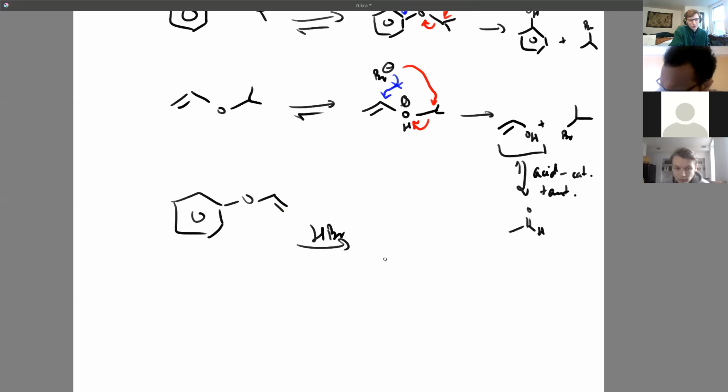So maybe you could try writing out the mechanism. Okay, I'll pick a simpler example because this one's really involved. So if you have something that looks like this, then there's no question, right? Nothing, no reaction.